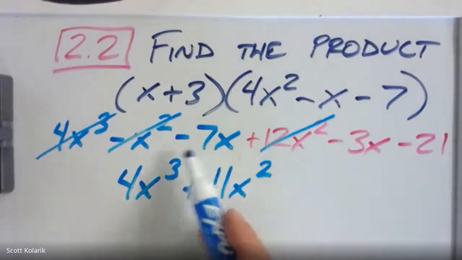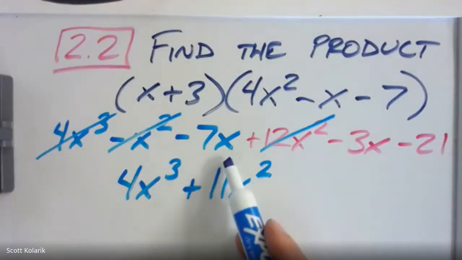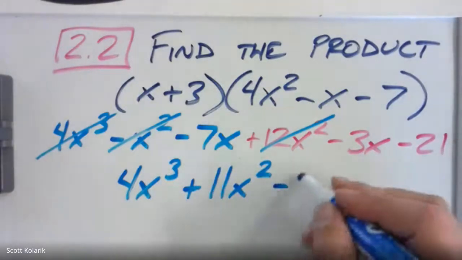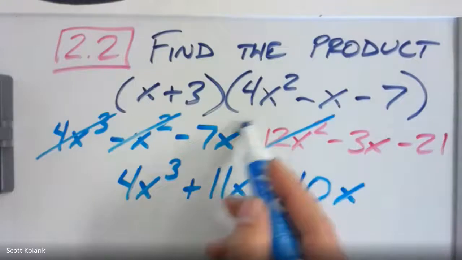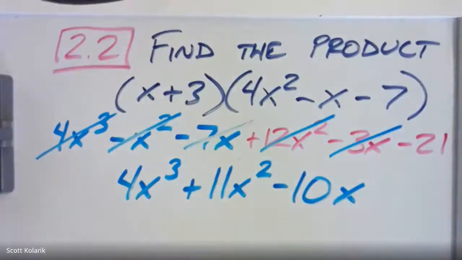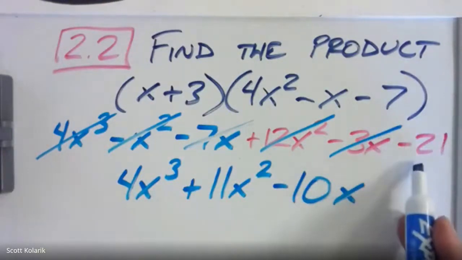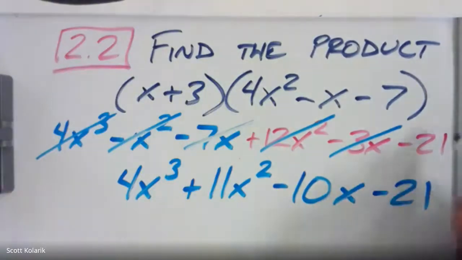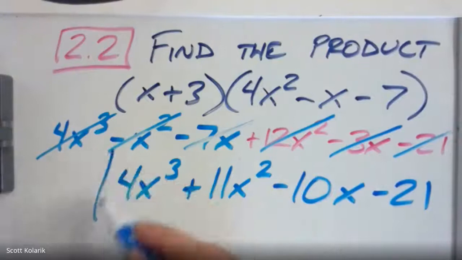X is my next value. Negative 7x can only combine with other x's. There's another one right here. Negative 7x and negative 3x would make negative 10x. And these guys are done. And lastly, I have one lonely object left over, a single number, that negative 21 will stay as is. That guy's done. And this would be my final solution.